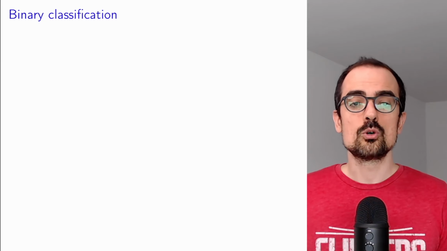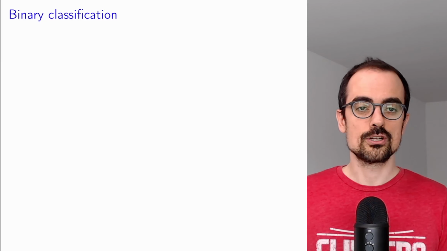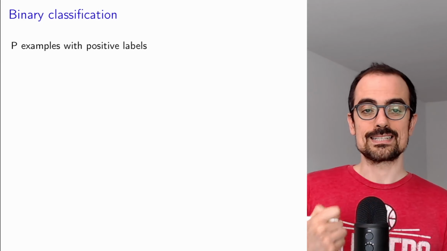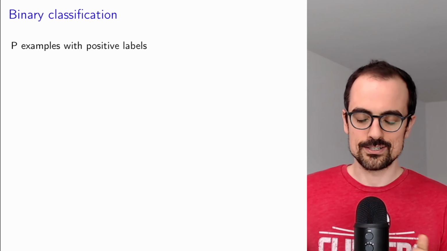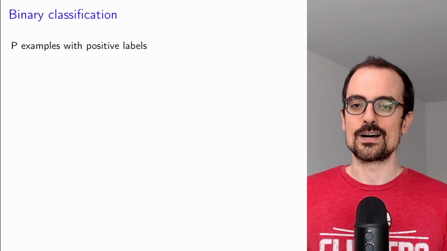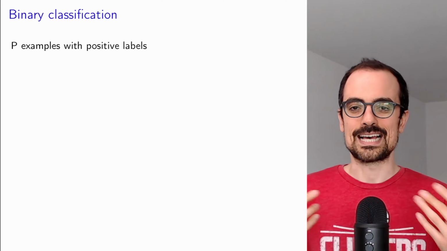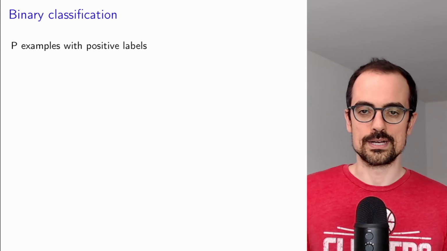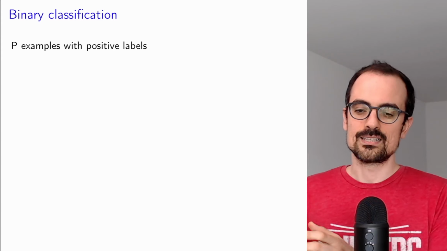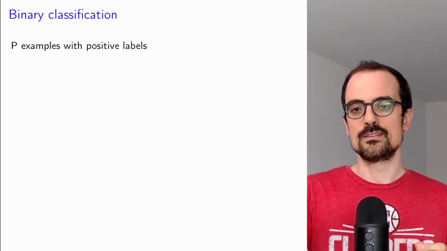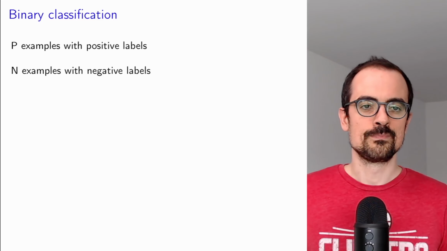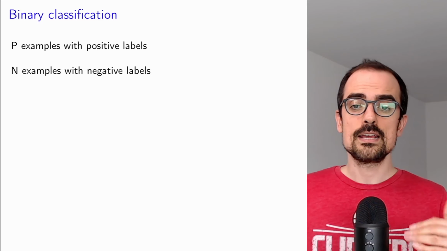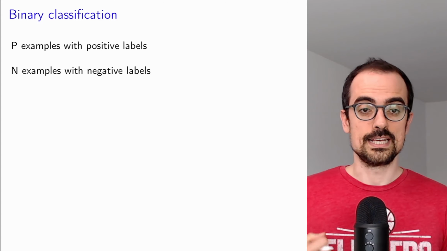In order to define those metrics, let's set up some notation. We're interested in binary classification problems. We're going to have P examples with positive labels. So in our example, these are going to be the Alzheimer's patients, which is of course not a positive outcome at all. But this is the standard way of going about this, where if we're trying to detect a disease, a positive label is having the disease, even though, again, it's really not positive at all. The N examples with negative labels are going to be the healthy patients in our example.